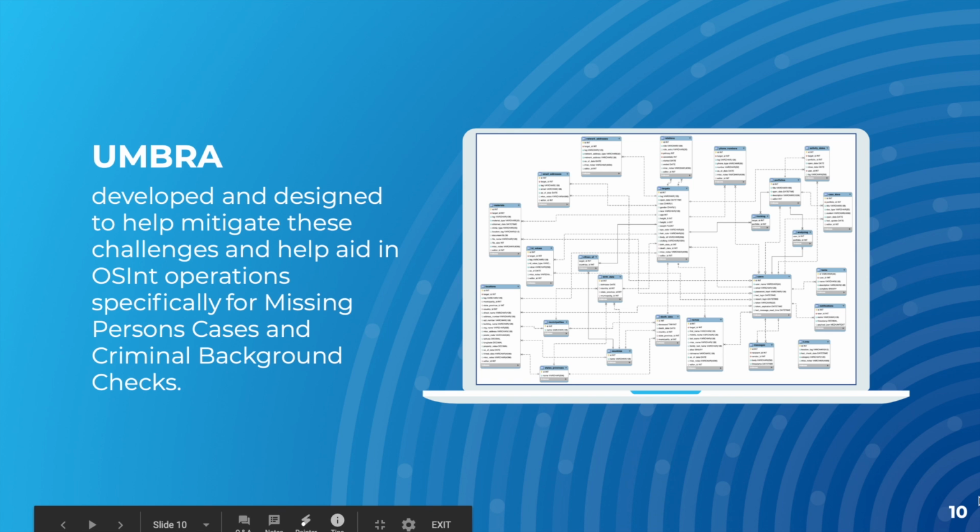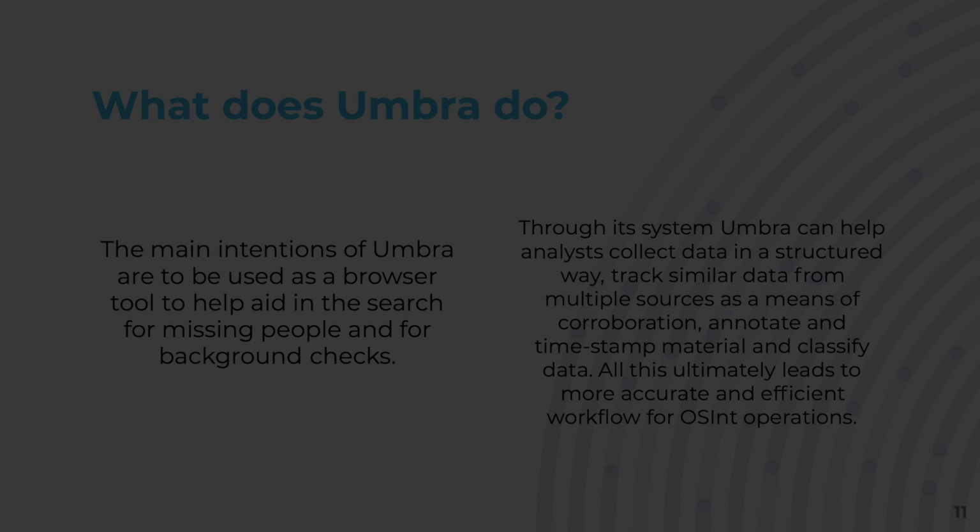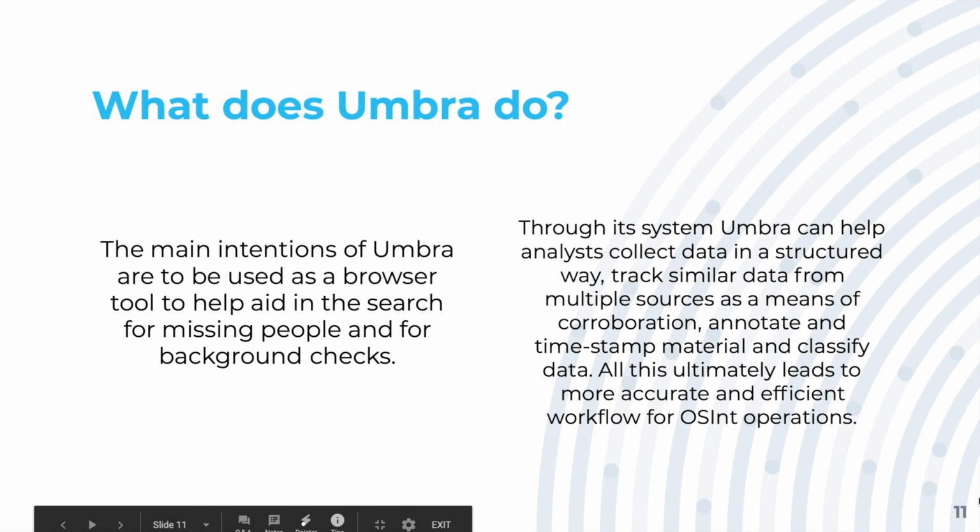That's why Umbra was developed. Umbra was developed and designed to help mitigate these challenges and help aid in OSINT operations, specifically for missing person cases and criminal background checks. Through its system, Umbra can help analysts collect data in a structured way, track similar data from multiple sources as a means of corroboration, annotate and timestamp material, and classify data. All this ultimately leads to a more accurate and efficient workflow for OSINT operations.